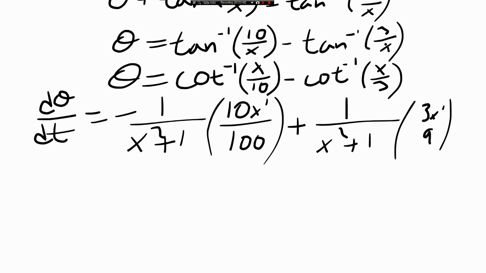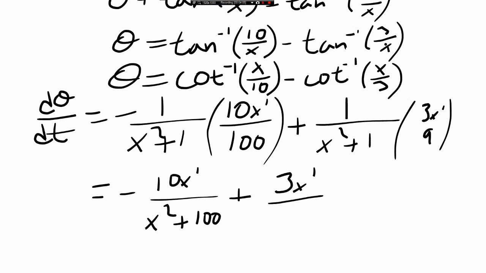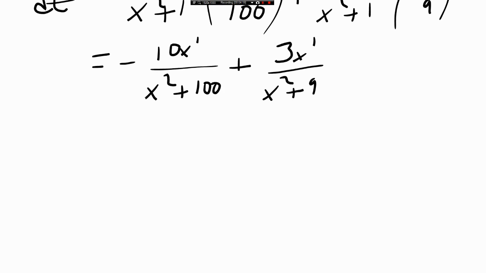So next step would be to simplify this down to negative 10x prime over x squared plus 100 plus 3x prime over x squared plus 9. Now, from the actual question, it gave us what x prime is and what x equals. So x equals 30, and x prime is equal to 3.